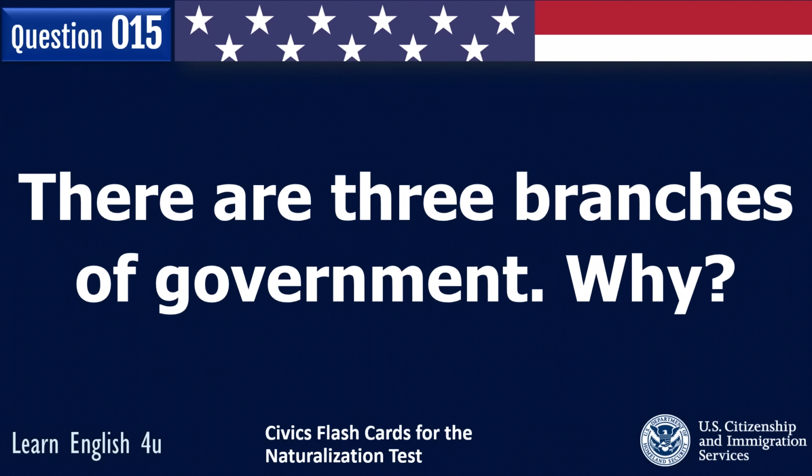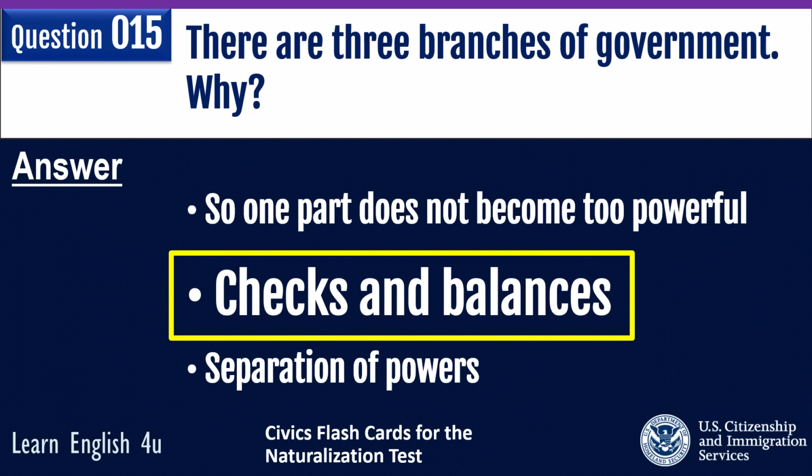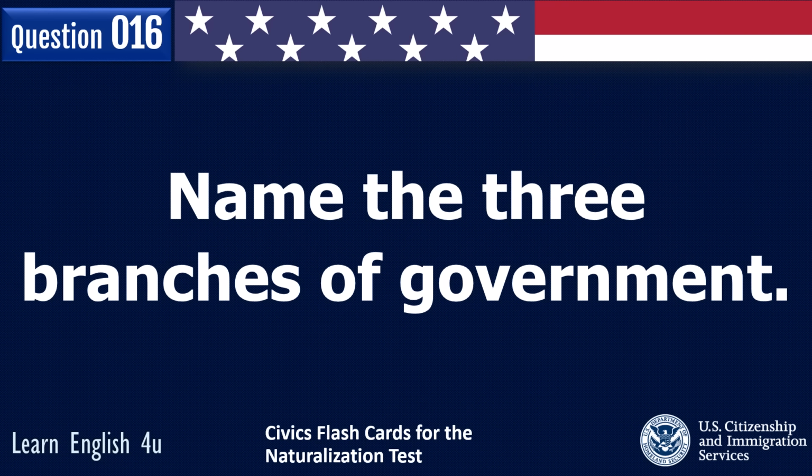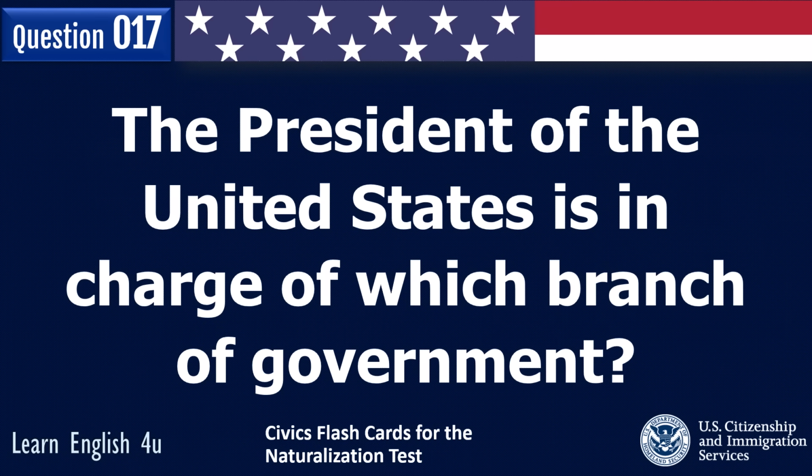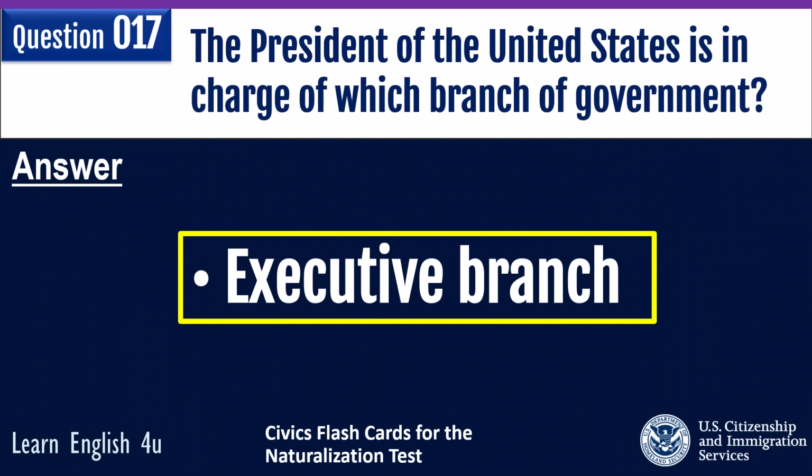There are three branches of government. Why? Checks and balances. Name three branches of government. Congress, President, and the courts. The President of the United States is in charge of which branch of government? Executive branch.